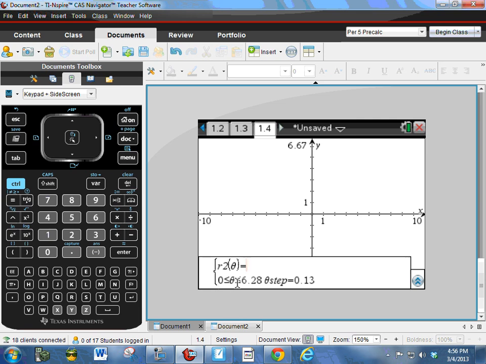The theta tells me how many values of theta are going to be plotted from 0 to 6.28, and it's going to be plotted every 0.13 theta. So a lot more points than what I plotted in our hand-drawn graph.